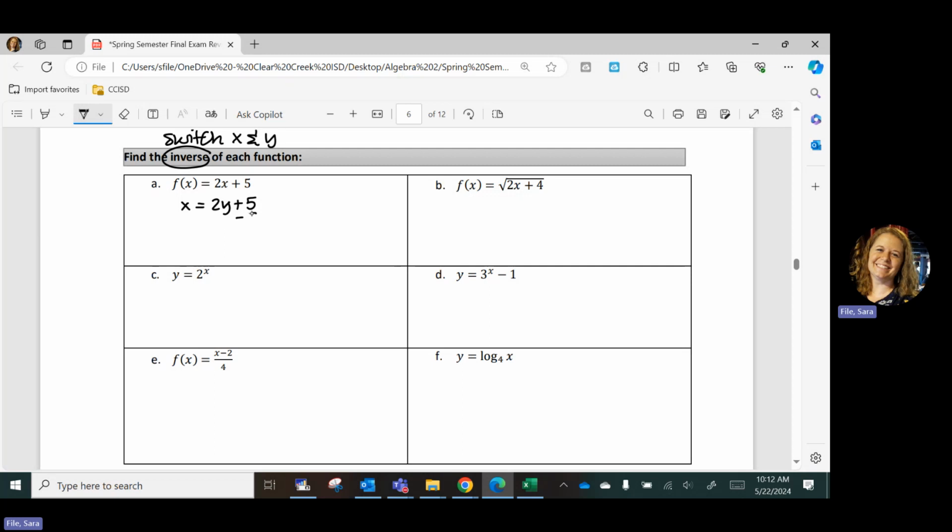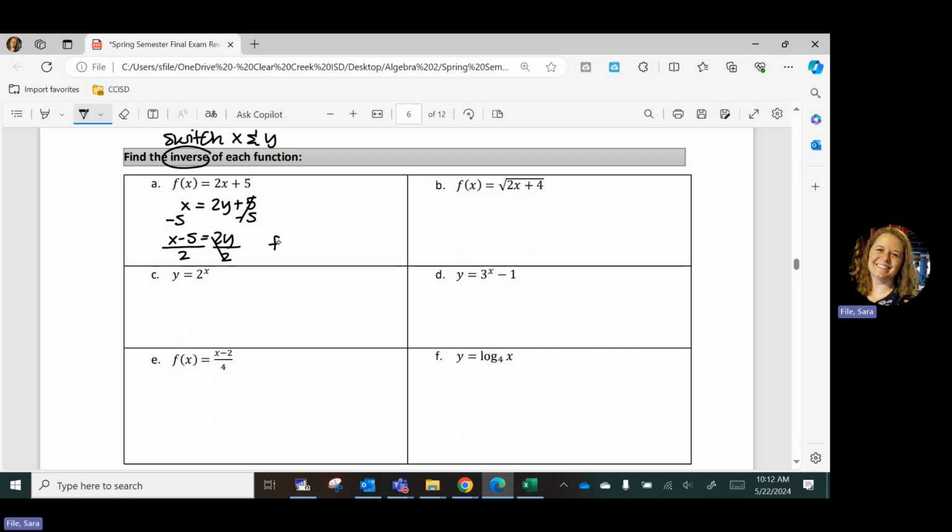Okay, so I'm going to just do basic algebra here. I can't combine a variable and constant, so it's just x minus 5. And then I have to divide out the coefficient of 2. What you do to one side, you do to the other. The entire other side gets divided by 2.